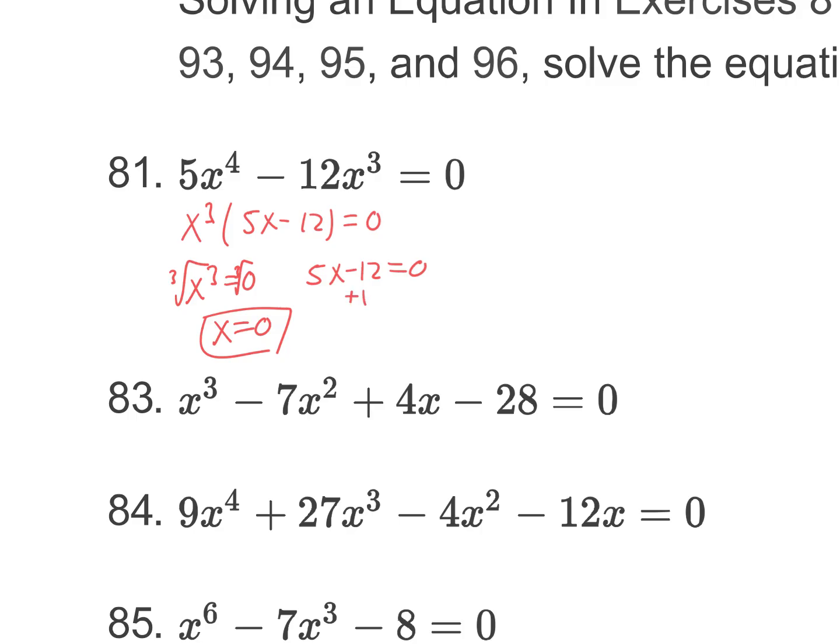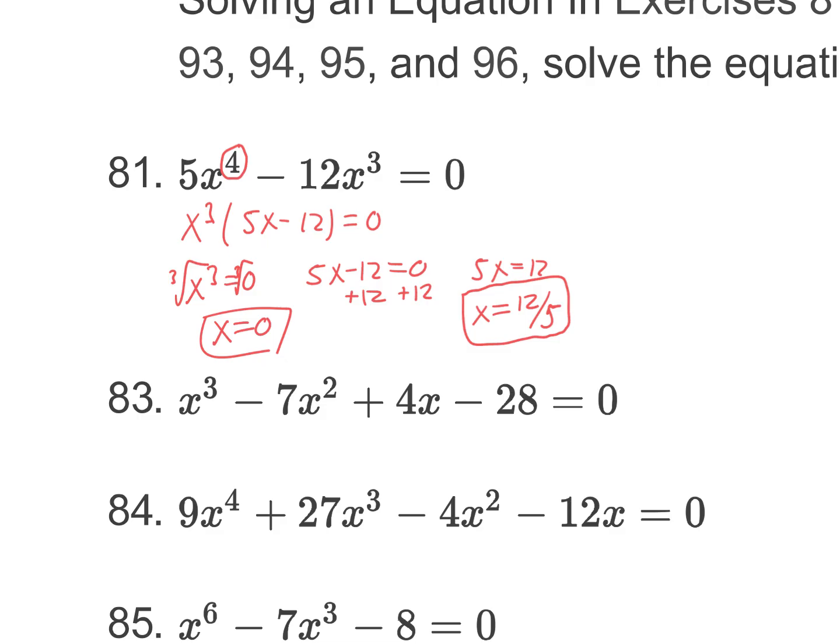And then over here, I can add 12 on both sides, and then I get 5x equals 12. And so I get x equals 12 over 5 as my other answer. Now you guys might be thinking, well, where are the other answers? Some of you remembered that I said in class, the highest exponent kind of tells you how many solutions you should get, and we only have 2 answers here.